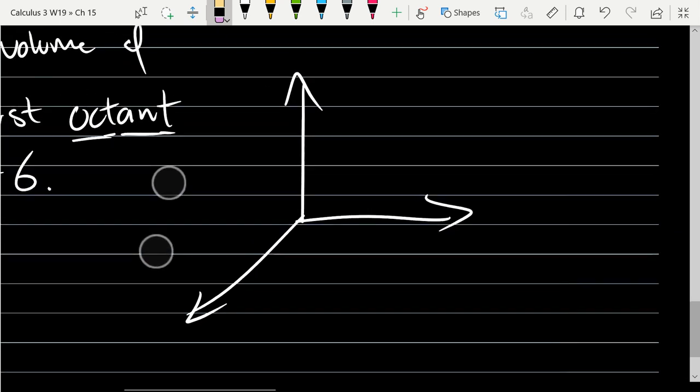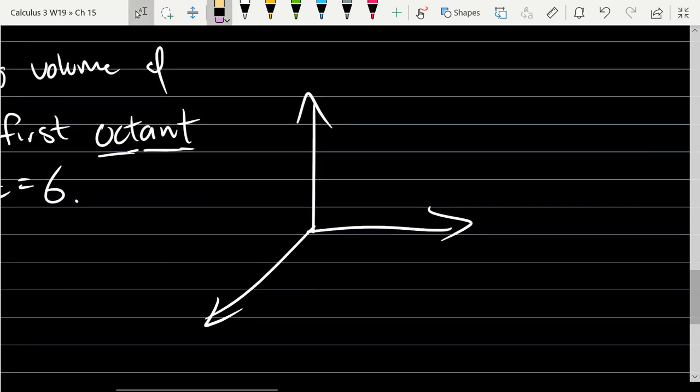So if I carefully go in like that, now I've basically drawn the first octant. It's the first octant because all coordinates are positive. Don't ask me where the second octant is, because you're going to have to make one of the coordinates negative.